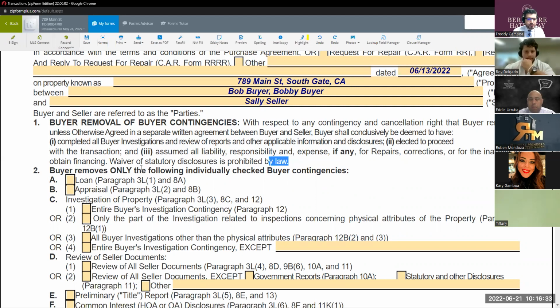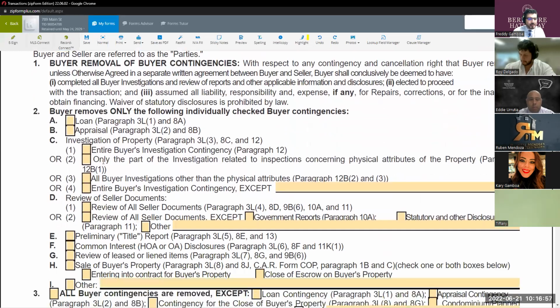Now, which ones are your statutory disclosures? Those are your lead base, TDS, SPQ, and also the ESD, if the seller is exempt. Okay, the buyer cannot waive those disclosures. Okay, number 2, buyer removes only the following individually checked buyer's contingencies.